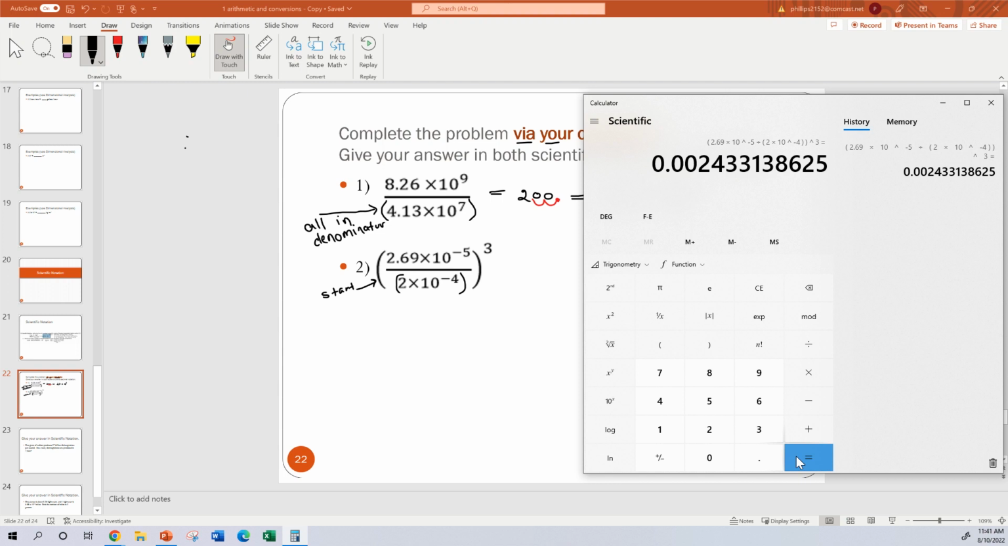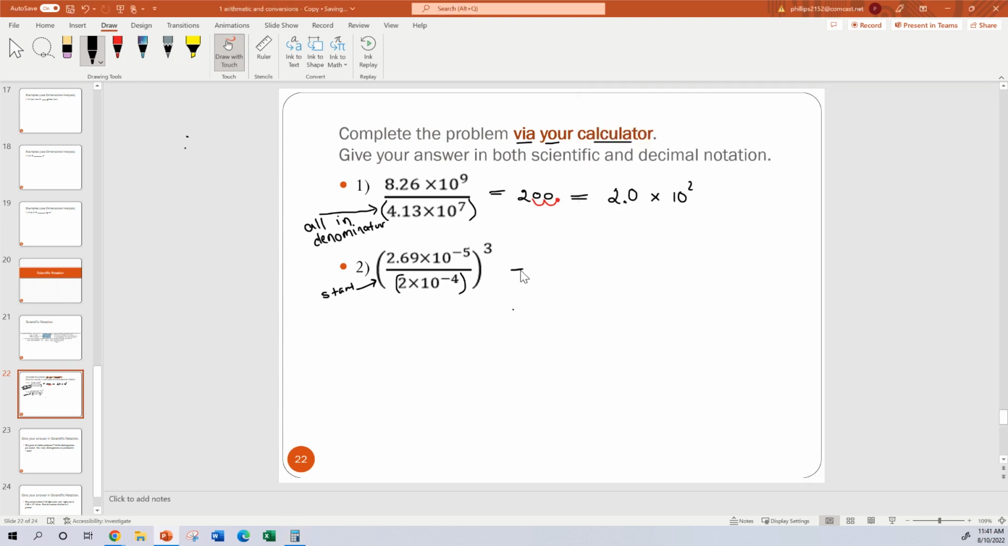In this answer, I'm going to write it down. Let's go 5 decimal places. I didn't tell you how to round, but I don't want to write the whole thing. So 0.00243. So that is decimal notation.